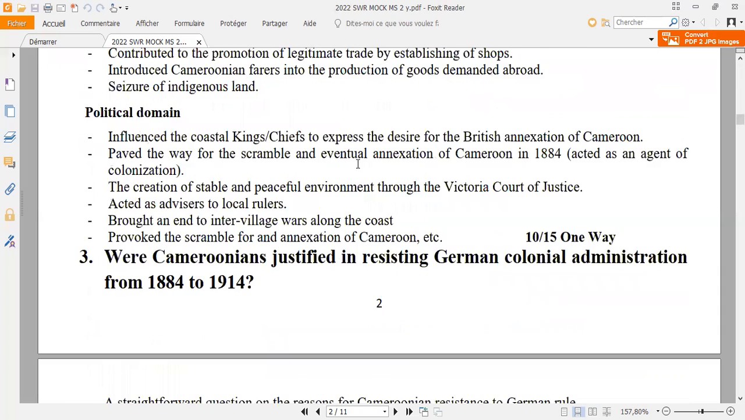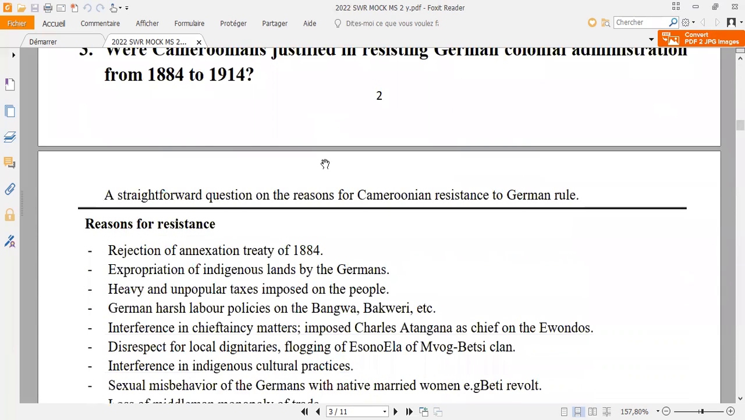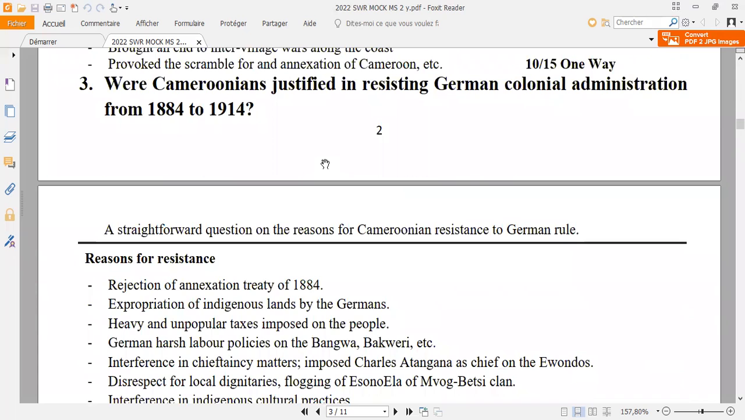Now, question 3 of the paper of March 2022, Southwest Regional Mock, says: why were Cameroonians justified in resisting German colonial administration from 1884 to 1914? This is a question asking whether Cameroonians were justified in resisting German colonial administration from 1884 to 1914. Good. What is the interpretation here?